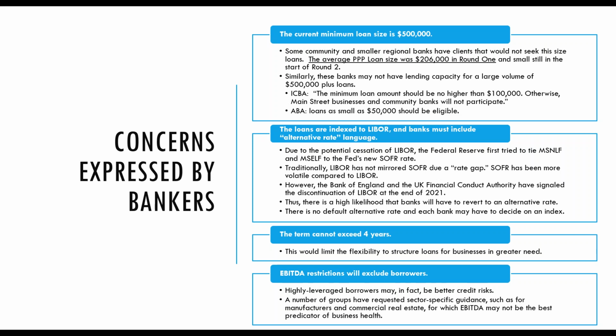If we look at the PPP, round one's average loan size was 206. By all accounts, round two is going to be smaller. So a lot of banking groups have expressed concern that the 500,000 is still going to leave a gap between the PPP, the sub 500 employees, and the new various Main Street programs that would theoretically stack on top of that.